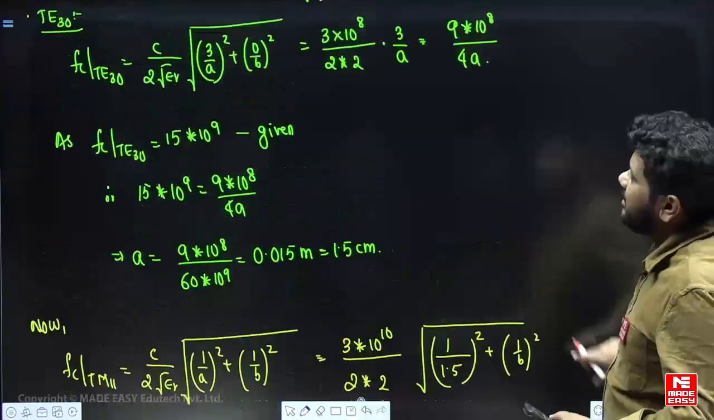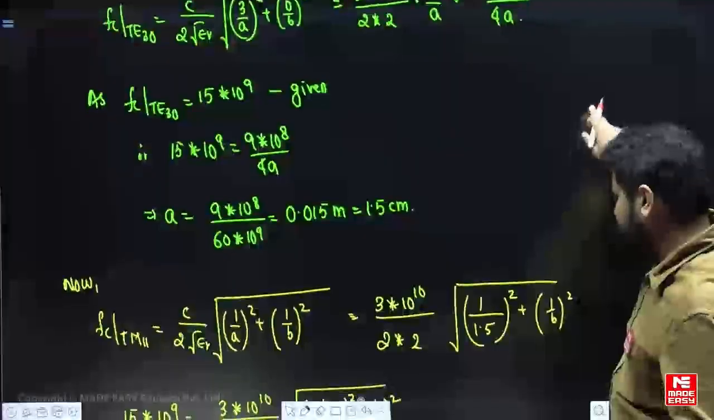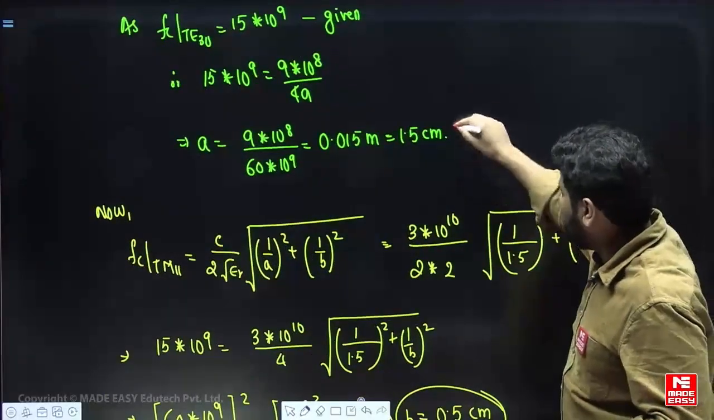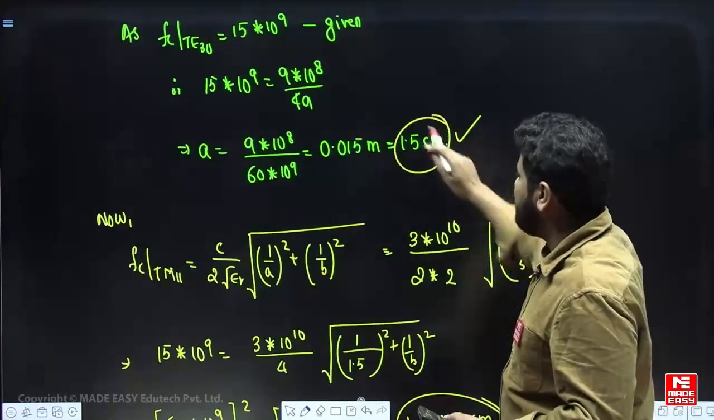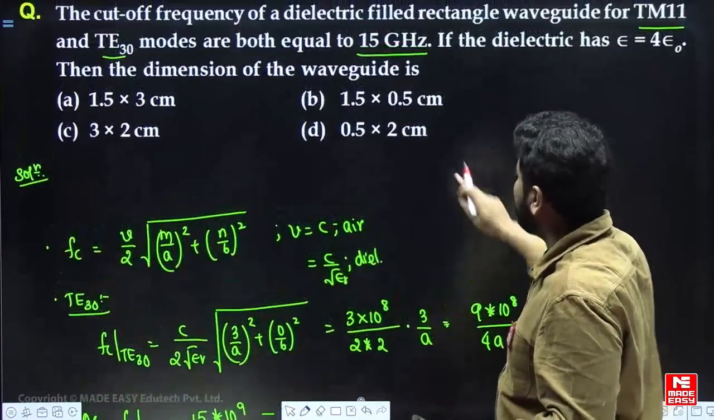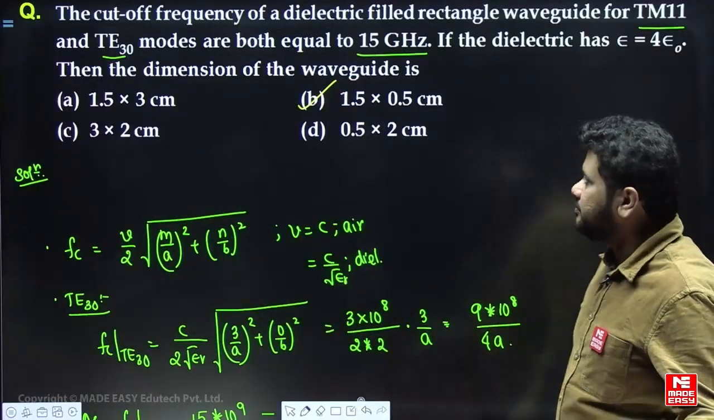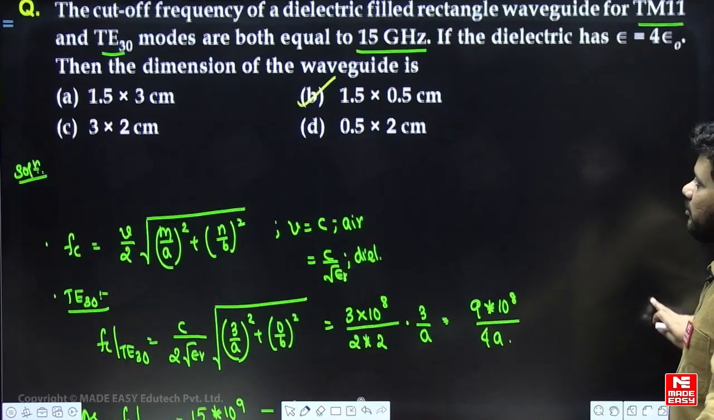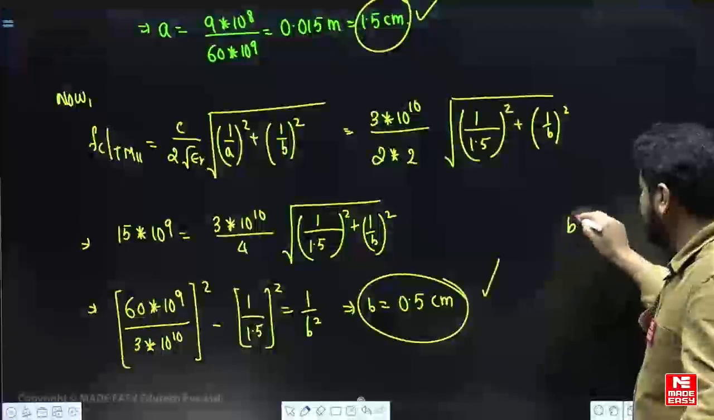Here the options are given in terms of 0.5. So we have got the value of A as 1.5 centimeter and the value of B as 0.5. So 1.5 into 0.5. Which option is correct? 1.5 into 0.5. Option B is the correct answer. So option B is 1.5 into 0.5. So option B.